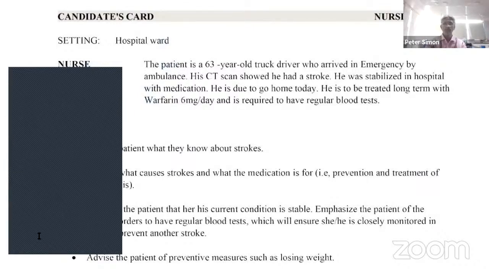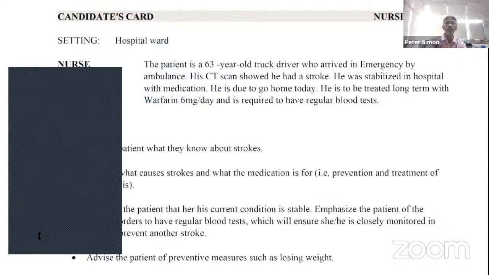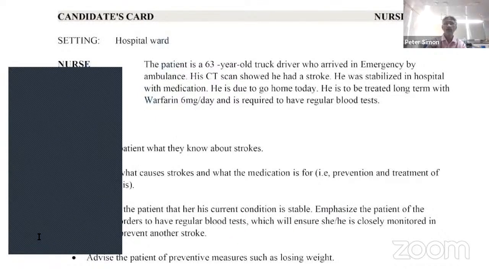So long-term treatment, with what? Is it medication or what exactly is needed? Long-term treatment with what type of medication? What is the name of the medication? Warfarin. Okay, warfarin is the medication. It is not short-term, it should be long-term. It's not temporary.